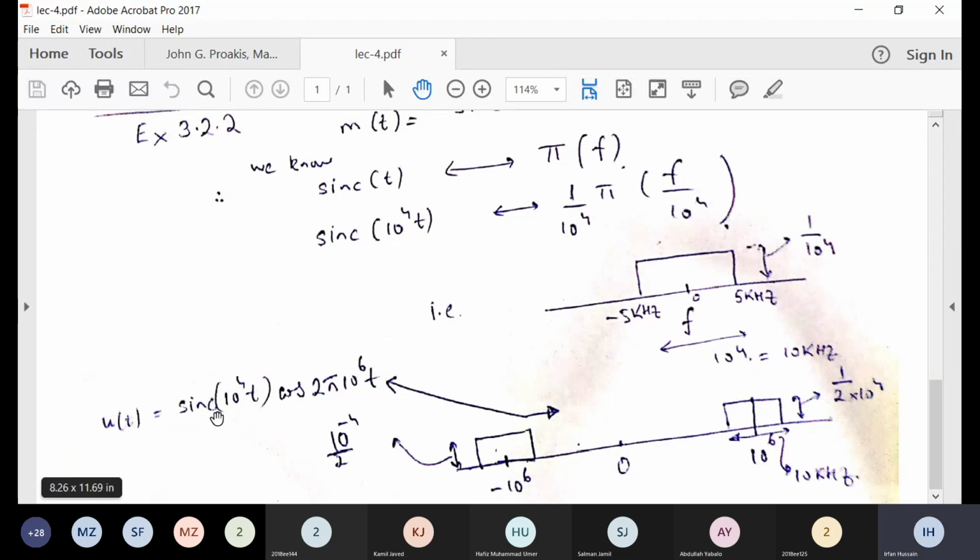Then let us say I impress my m(t), my modulating low pass signal, onto the high frequency carrier of 10 to the power 6, or megahertz. So what will happen? Actually, I am just multiplying the signal by 2 exponentials over 2. So one exponential will take it to 10 to the power 6, the other exponential will take it to minus 10 to the power 6. The heights will be 10 to the power minus 4 divided by 2, because 1 over 2 will also come from this cosine. The widths will remain the same, but here you can see the bandwidth is 10 kilohertz, while here the bandwidth was 5 kilohertz. Everyone has understood?